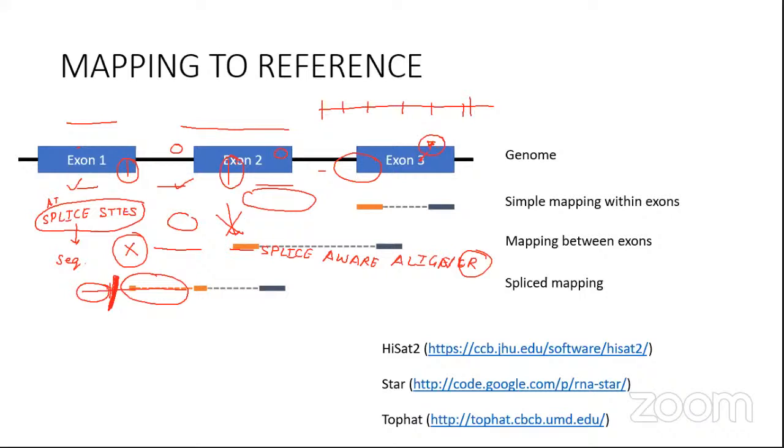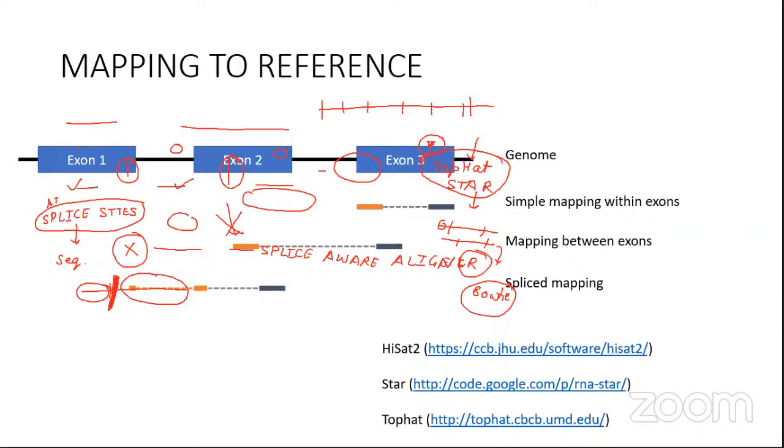There is a tool called TopHat or STAR. These are splice aware aligners. In this there are two components. First, the tool breaks your read wherever the splice sites are there. And then you have an aligner, which is Bowtie, and this Bowtie helps to align these reads to your genome.